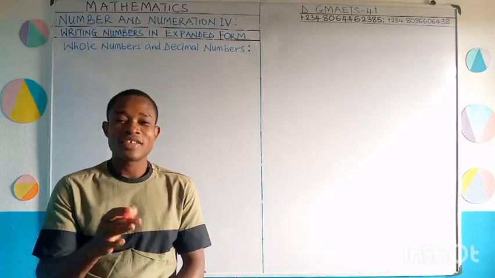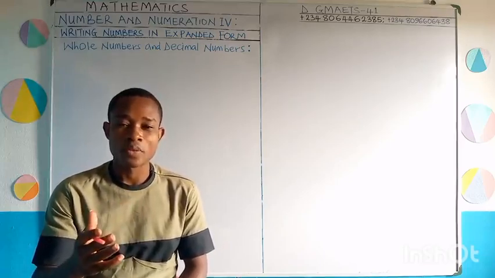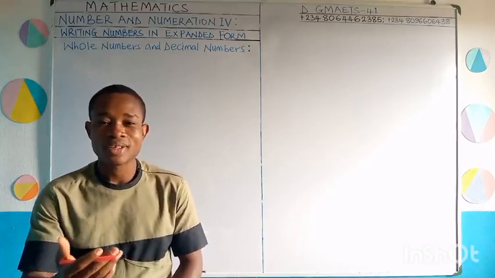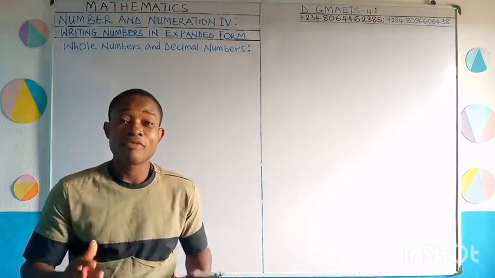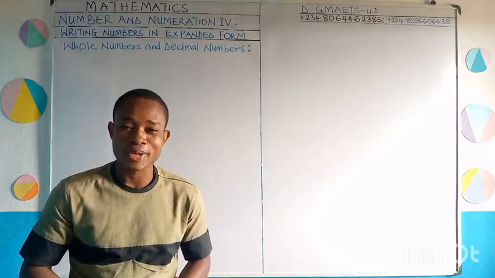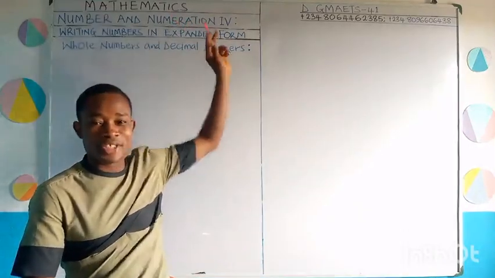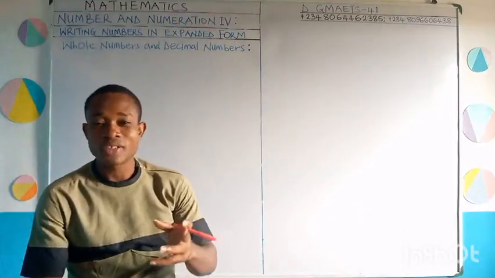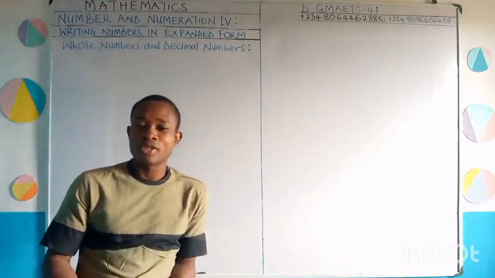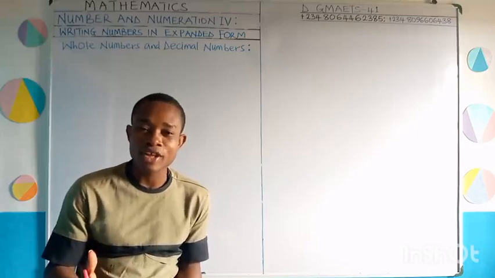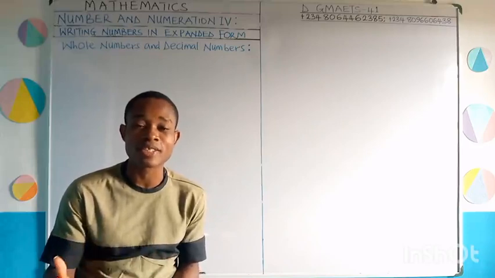In this video lesson, I'll be teaching you how to write numbers in expanded form, whether whole number or decimal numbers. This video lesson actually introduces us into part 4 of numbers and numeration. You would recall we've treated part 1 to 3 of numbers and numeration, where we treated place values and their standard values, whether it is whole number or decimal number.